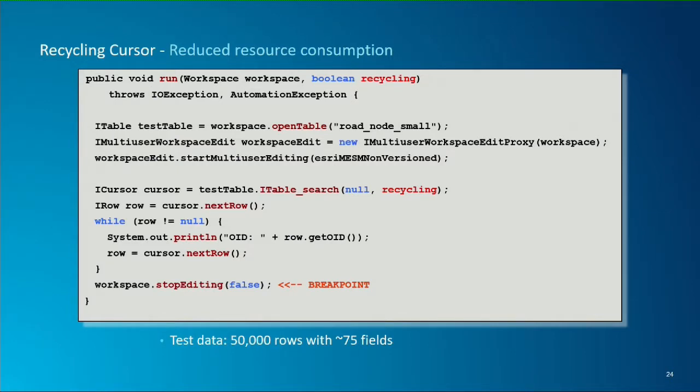We ran this test quite a while ago, but we had a table with 50,000 rows, 75 fields in each row. If we actually iterated through the entire table using recycling cursors, we would consume about 60 meg of memory, the memory footprint for this little headless app that we had authored. Whereas if we were using non-recycling cursors, it would consume about 3 times more, because each of the row objects would be kept in memory, okay?